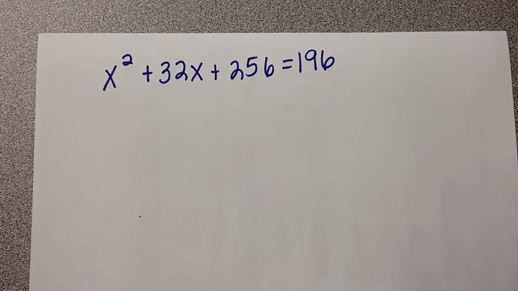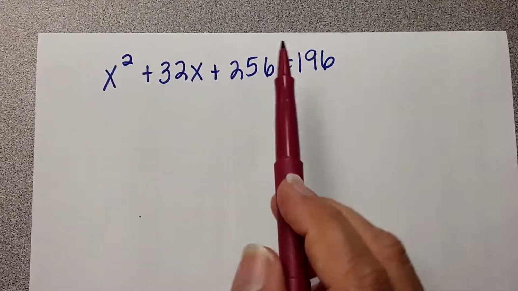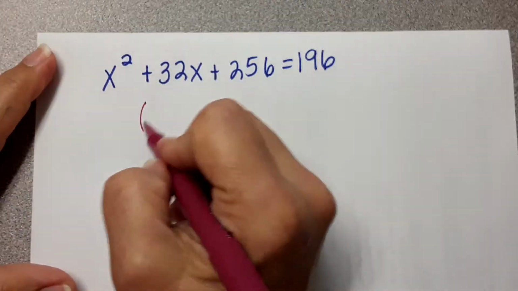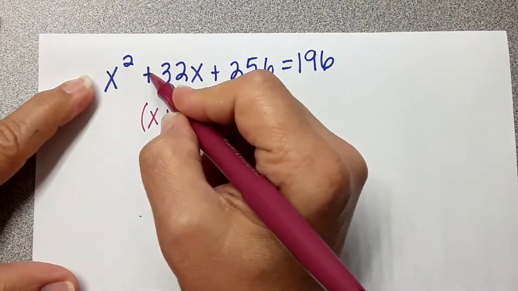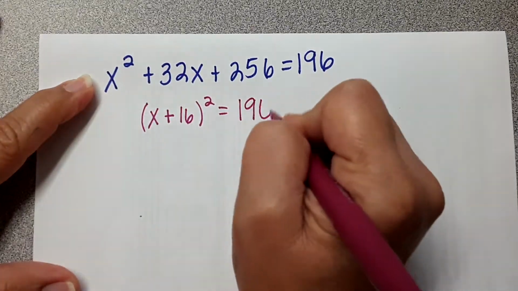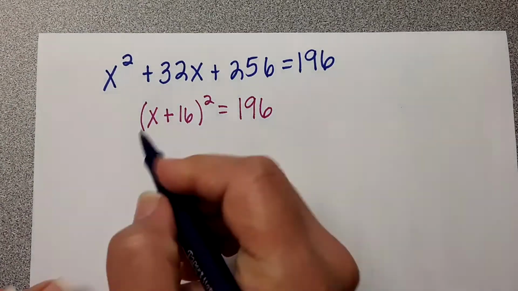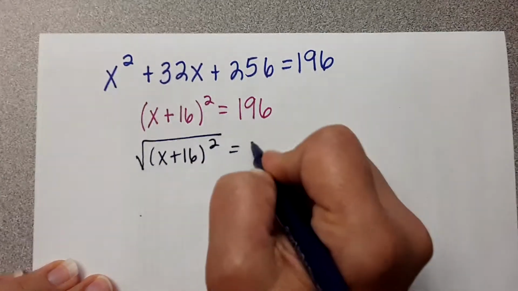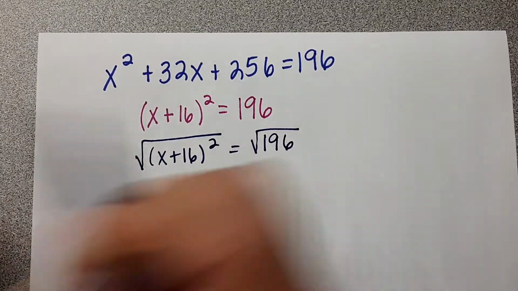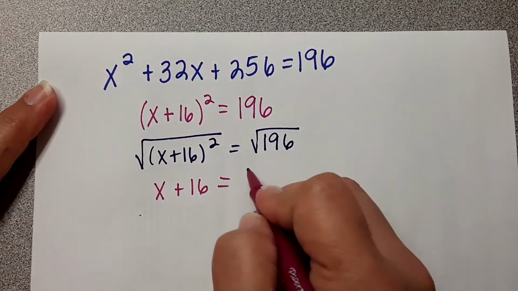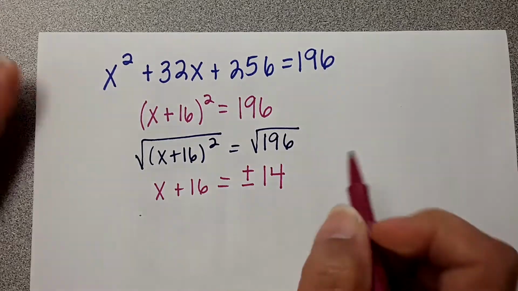Okay, so the square root of 256 is 16. Double 16, you get 32, so we can go straight into the square root method. This sign and this sign match, equals 196. Take the square root. x plus 16 equals plus or minus 14.